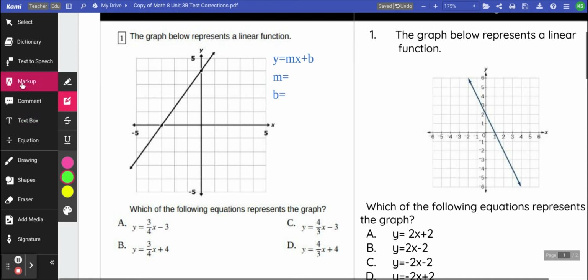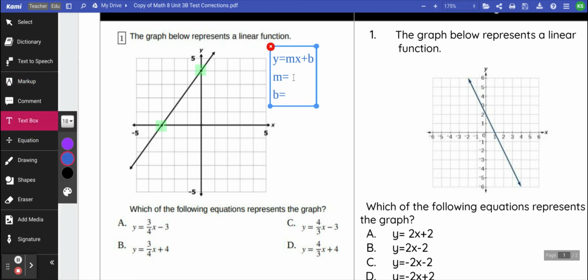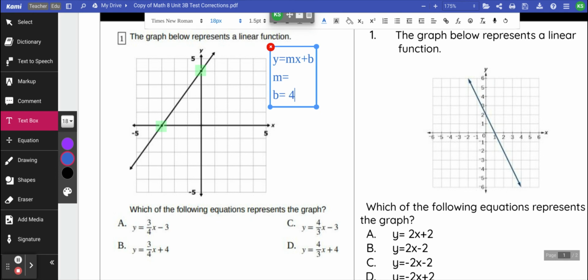If we look at this graph, we can see that they already have 2 points for us. They have the point here, and they have a point here. So we have those 2 points that are already there for us. The y-axis is here, and we want to know what the y-intercept is. That point that falls right on the y-intercept is 4. So if we go from 0, we go up 1, 2, 3, 4. So our y-intercept is at positive 4. So b is equal to 4.